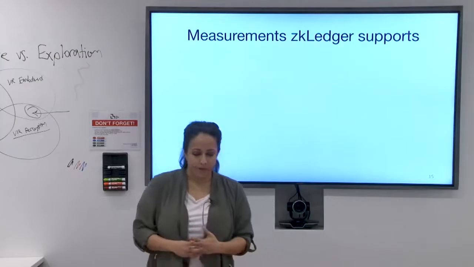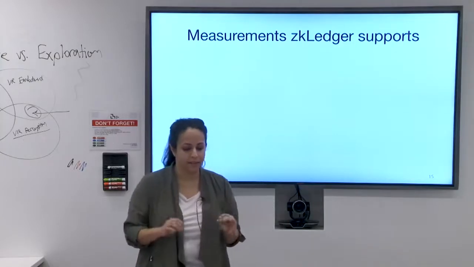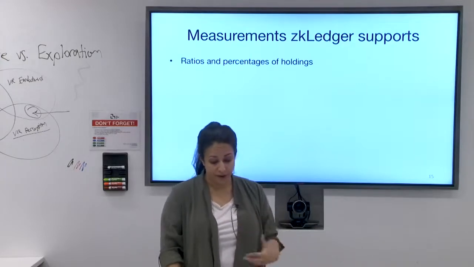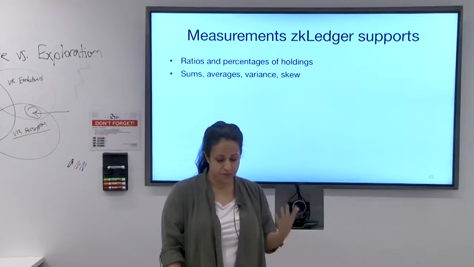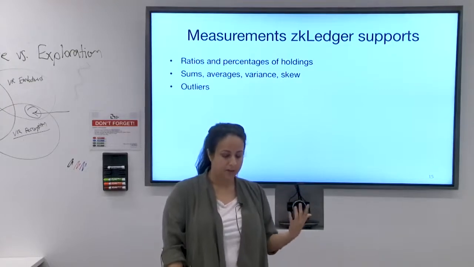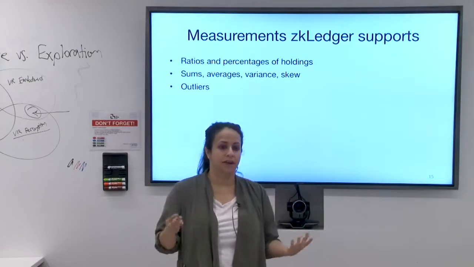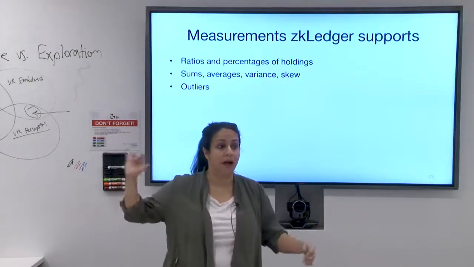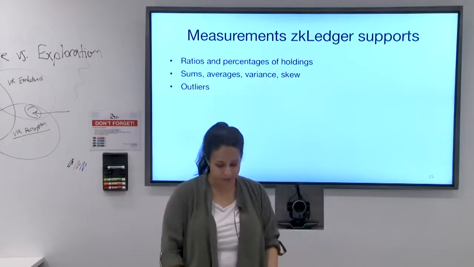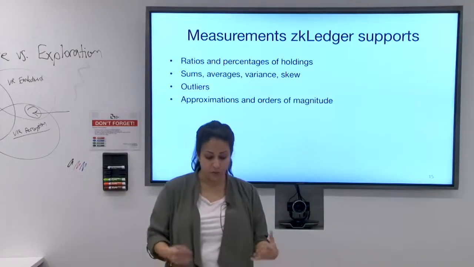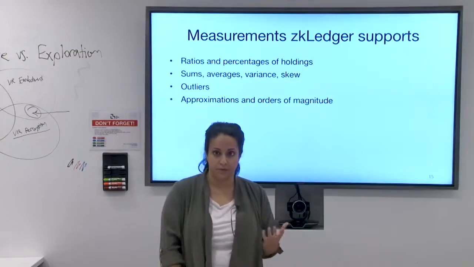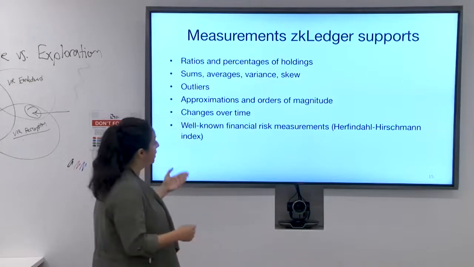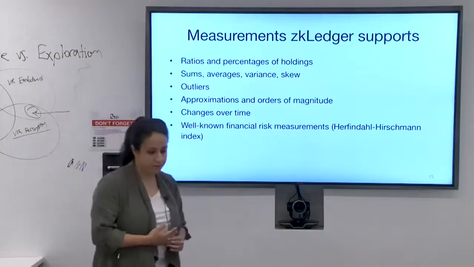Okay, so as I said before, zkLedger supports any linear function over transaction values. So we can do ratios, sums, averages, variance, skews, outliers. By outliers, I mean, give me all the transactions that have amounts outside of this range. So if you want all high value transactions, you can provably correctly give that. Approximations, so orders of magnitude of my trades without revealing the precise number, changes over time, and also well-known financial risk measurements like the Herfindahl-Hirschman index.